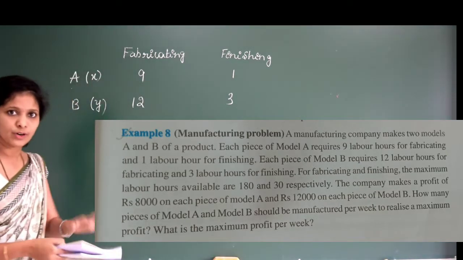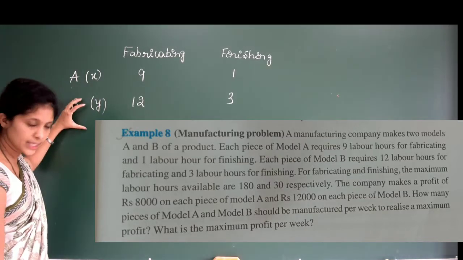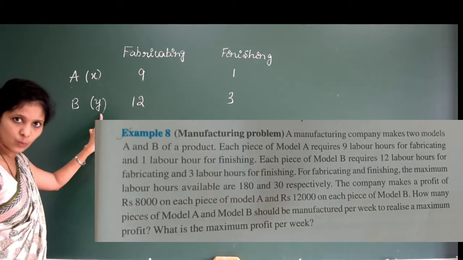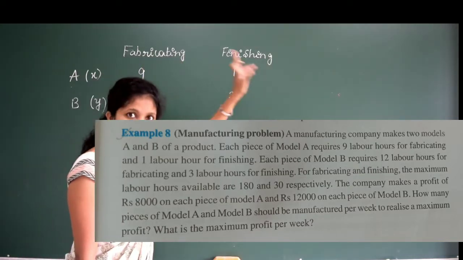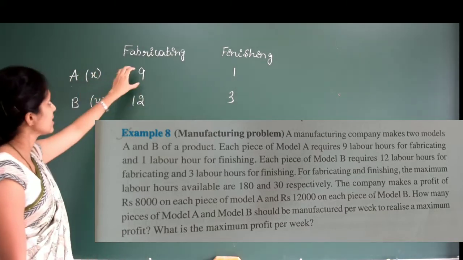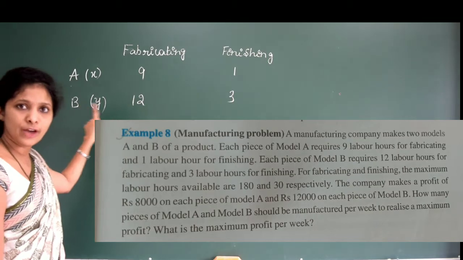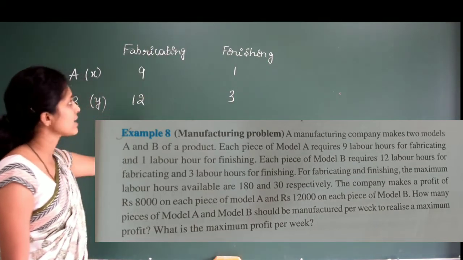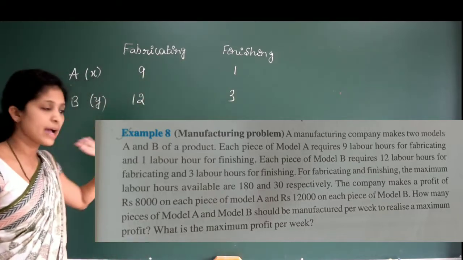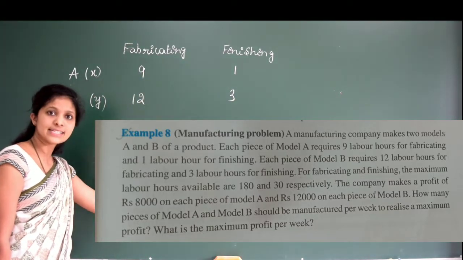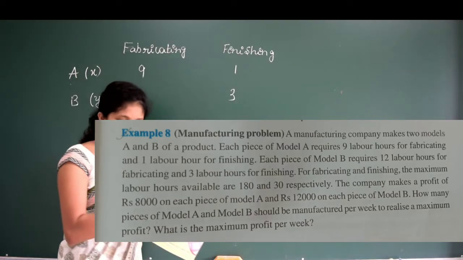Do this and it will be easy. First, what is given? Two models are given, A and B. Consider them as X and Y. Then one more thing is given, fabricating and finishing. For fabricating, A requires 9 hours and finishing 1 hour. For B, fabricating requires 12 hours and finishing requires 3 hours. And the maximum available hours for fabricating is 180 and finishing is 30. I hope you understood this.